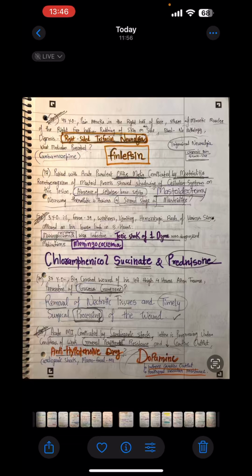there, you are going to prescribe the chloramphenicol succinate and prednisolone. Chloramphenicol succinate is a powerful antibiotic, 2 to 3 times more powerful than the normal antibiotics.